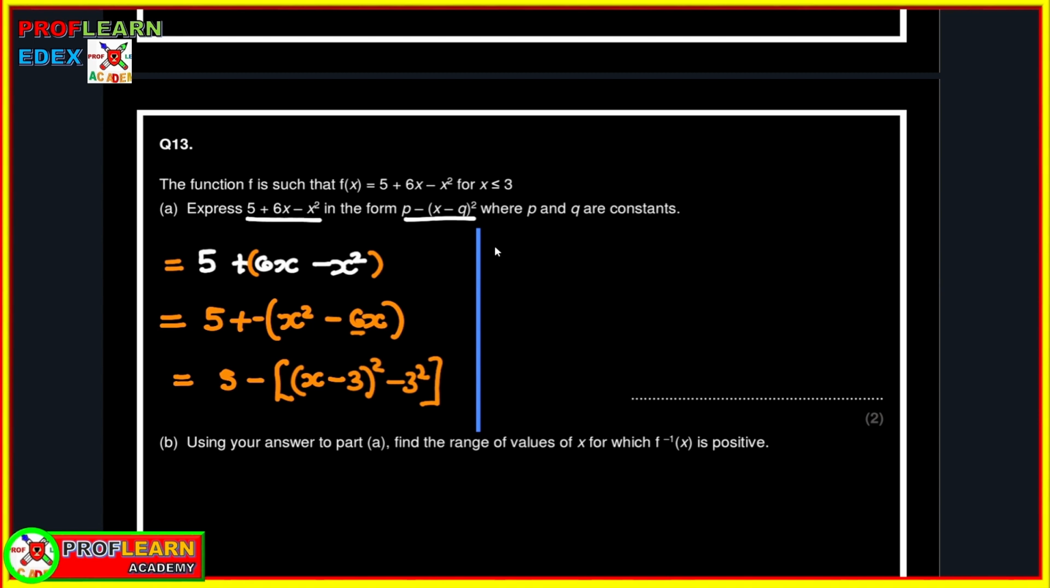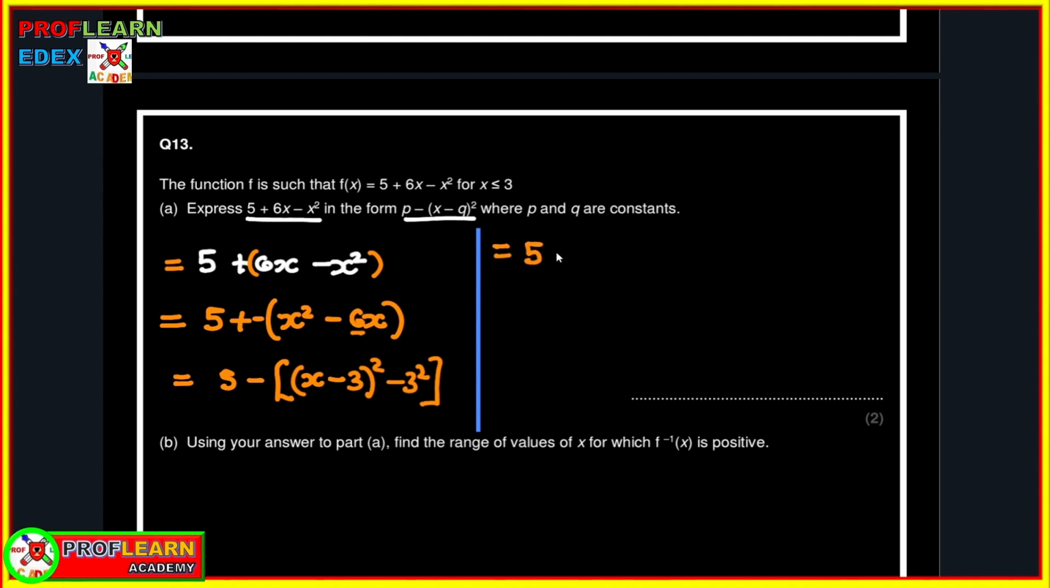So we are saying x squared, you just pick x, under negative 6x you pick a half of 6, right? So that you have x minus 3 squared, then you subtract the square of the number that is inside the bracket, which is 3. So always it's subtracted.